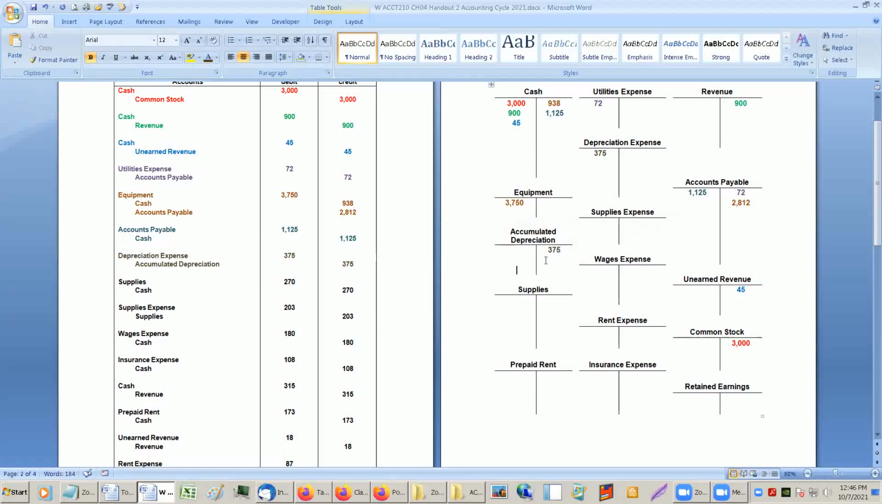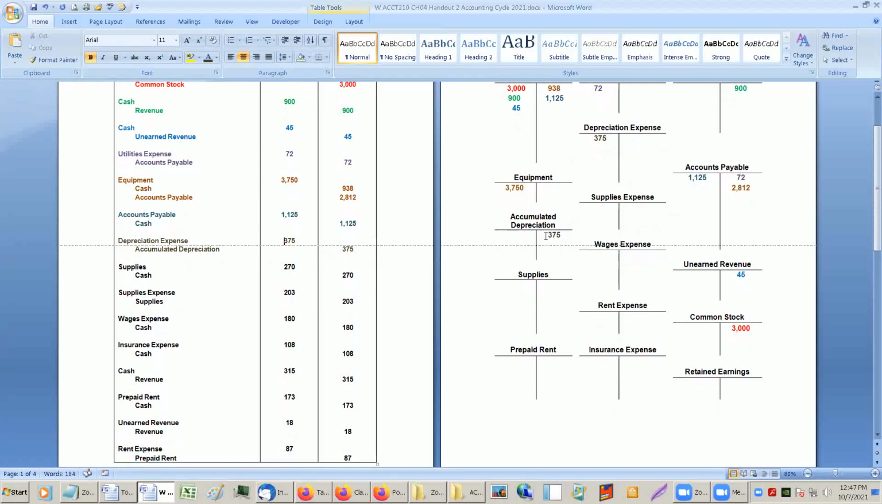Okay. So depreciation expense will be the debit. Accumulated depreciation will be the credit. And we talked about this last time, these two accounts kind of go together. So the actual value of the equipment is not that. It's something less than it. So, okay.